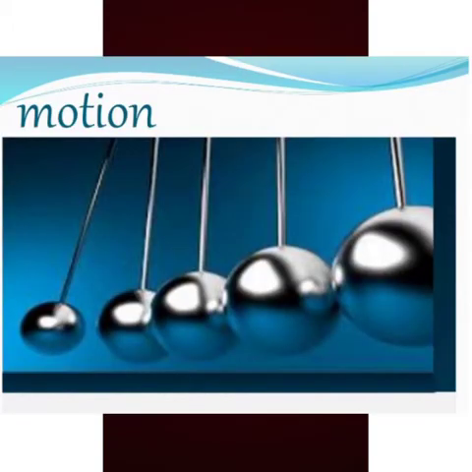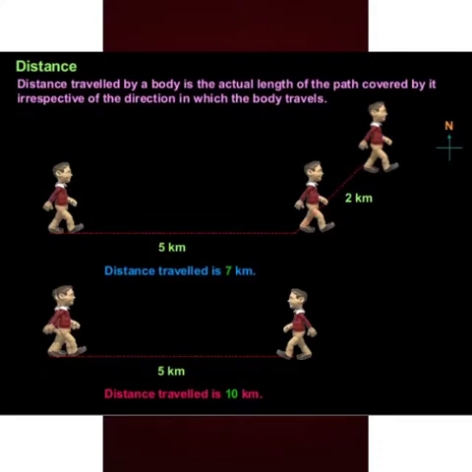So we have already studied about types of motion. Now today we will study about some terms. First of all, start with distance. We will know what is distance. The distance traveled by a body is the actual length of the path covered by it, and it is irrespective of the direction in which the body travels. It means it is the actual length covered by a moving body.